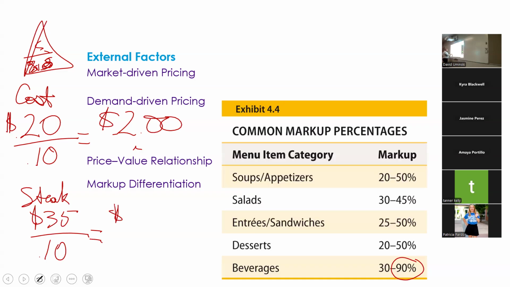Based on math. $350. How many steaks do you think I'm going to sell for $350? Right? Depends on where I am. If I'm in Vegas, maybe I could get away with that, but not in San Antonio, you're not going to get away with that. And so we can't apply these percentages equally, right? The higher the cost of the ingredient, the higher the food cost percentage has to be.